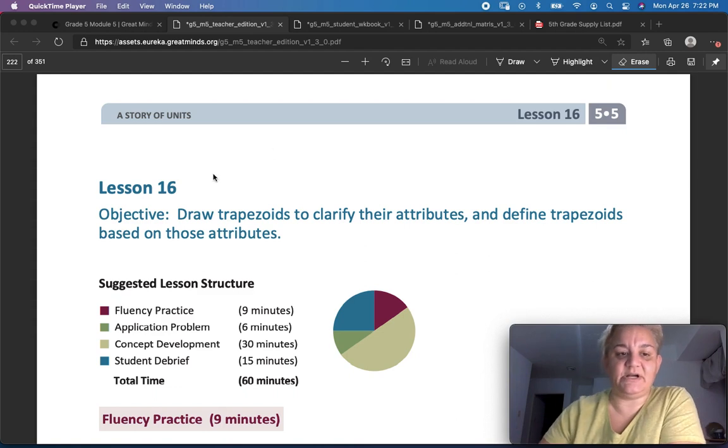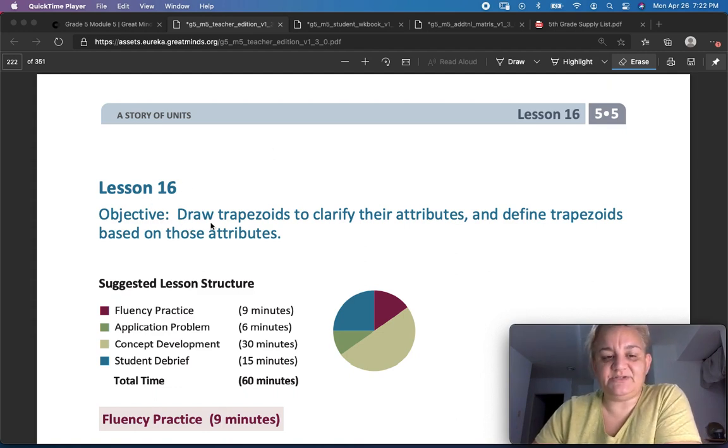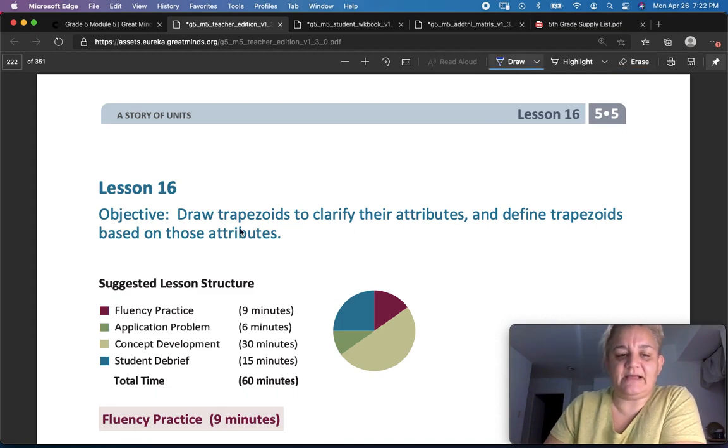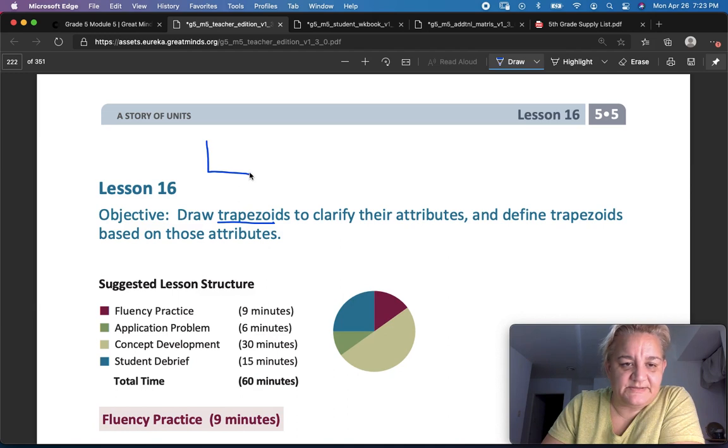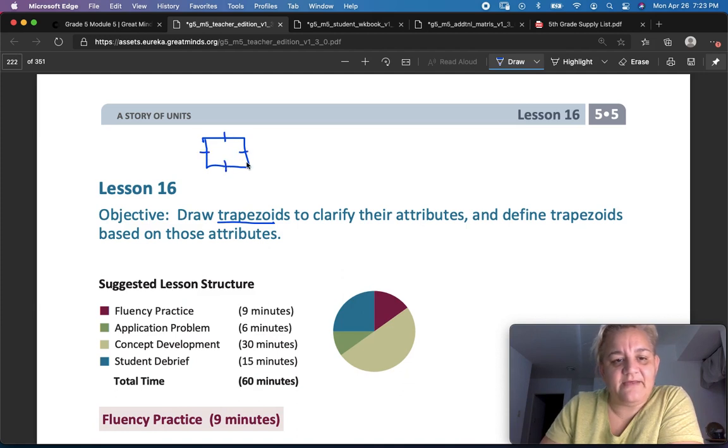So let's get started. Our objective today is to draw trapezoids. Do you guys remember what a trapezoid is? Think back to 4th grade, okay? Here we've got squares, okay? And squares have the same size length on each side. And they also have the same size angle on each corner, okay? So that is a square. Those are the rules for a square.